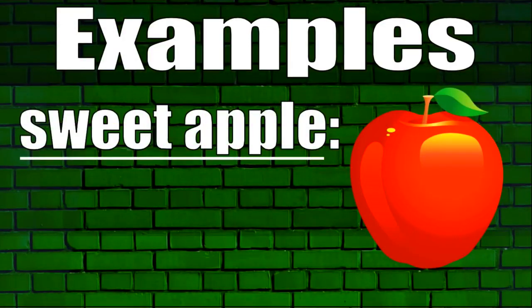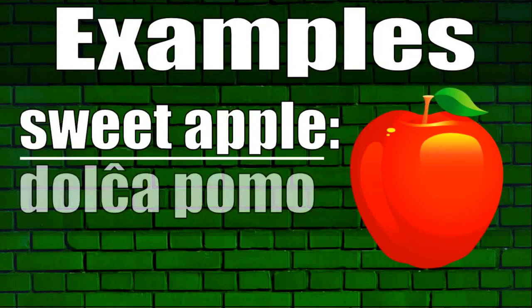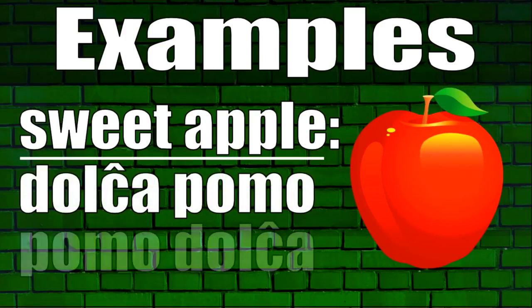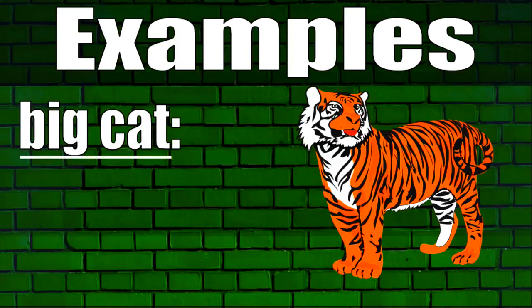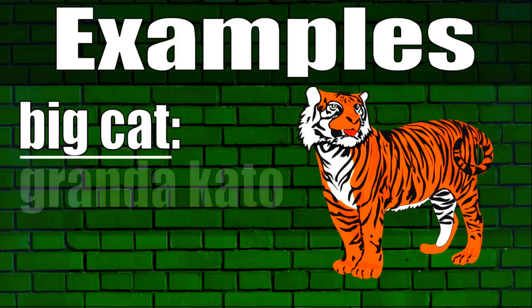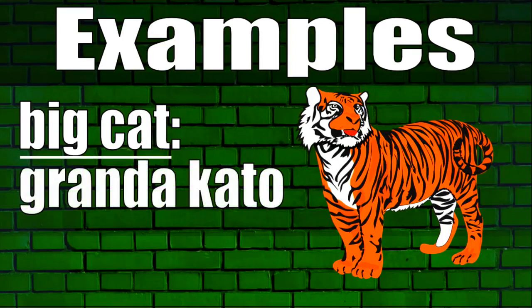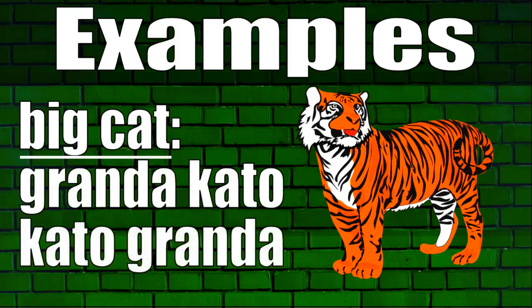An example of this is sweet apple. You can either say dolĉa pomo, or you can say pomo dolĉa. Either of these is correct. To say big cat, you could say granda kato, or you could say kato granda.